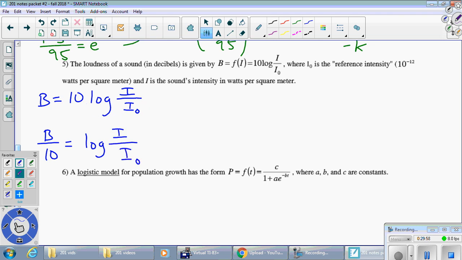Okay, so how do we get rid of that log? Because right now the variable that we want is I, and it's trapped inside of a log. So we're not taking the log of both sides. Somebody has already taken log of both sides and got us this equation. So how do we go backwards?